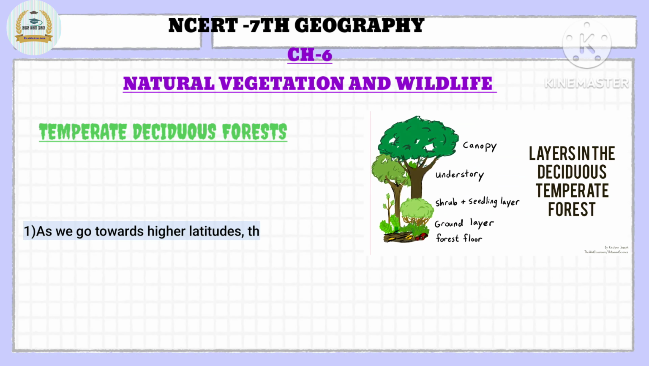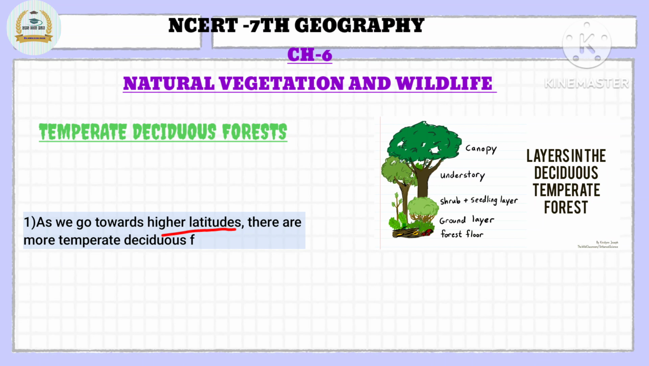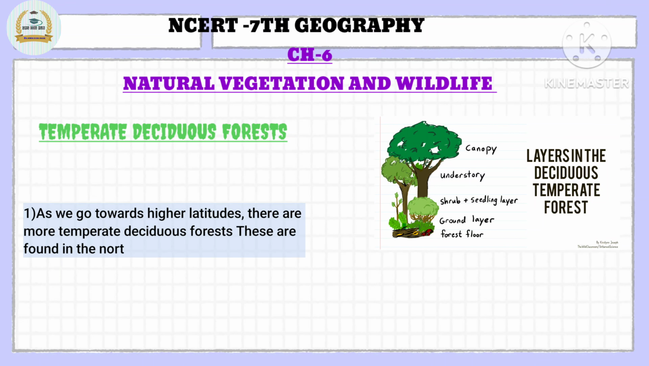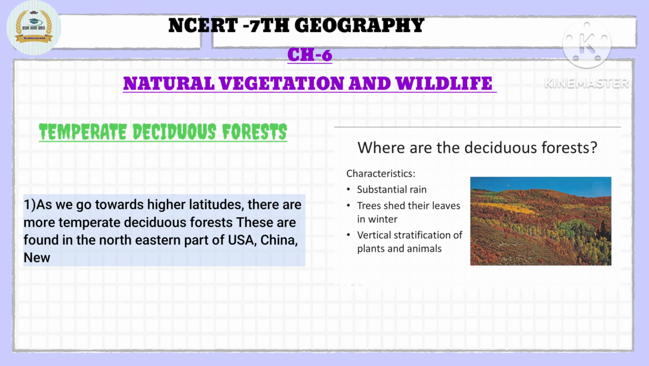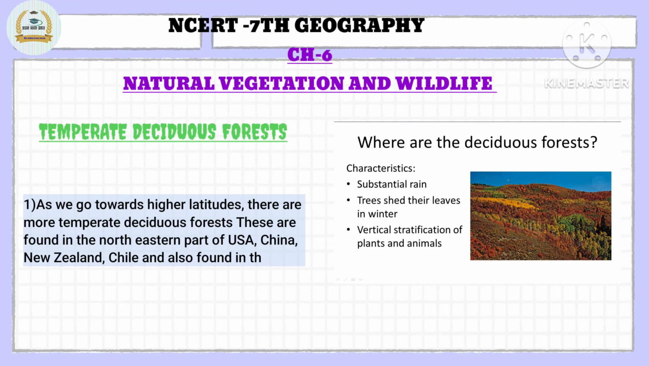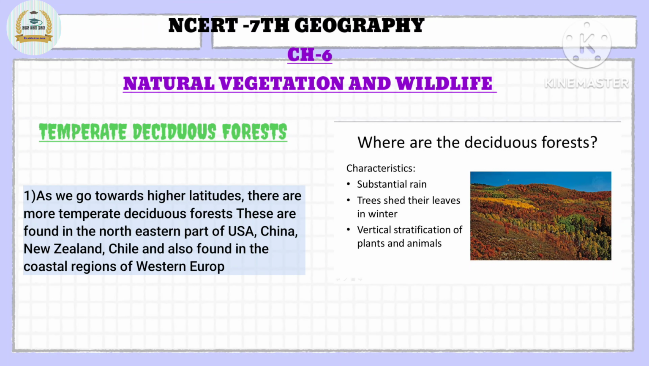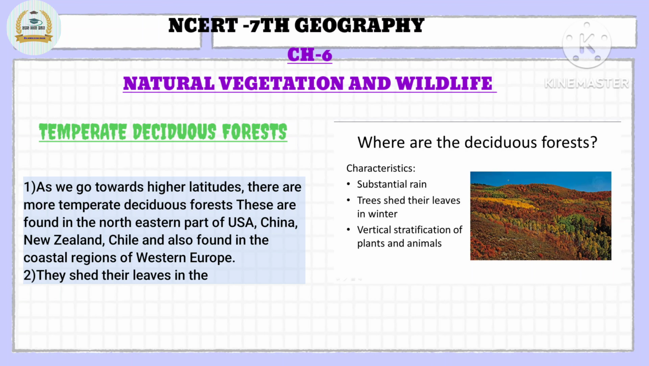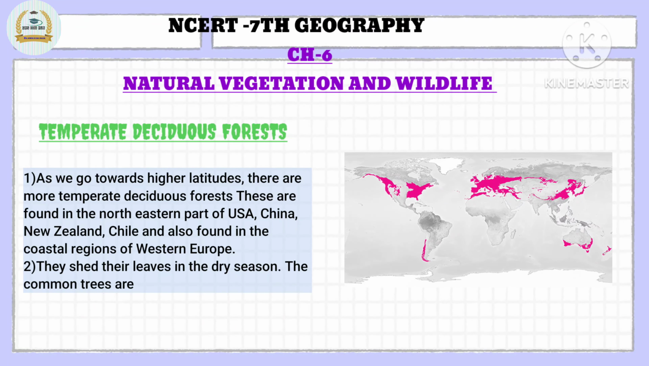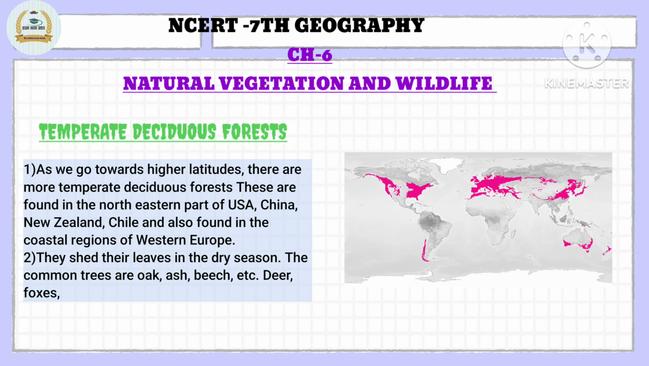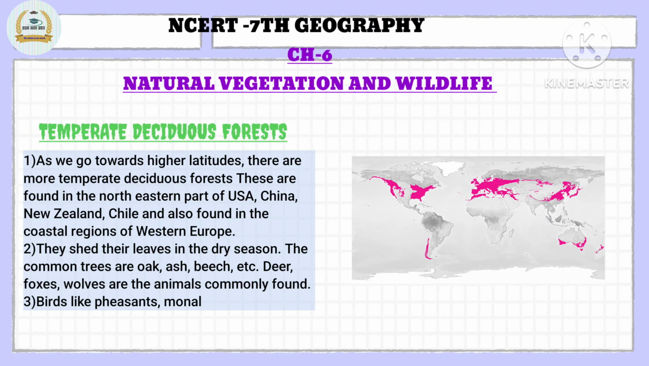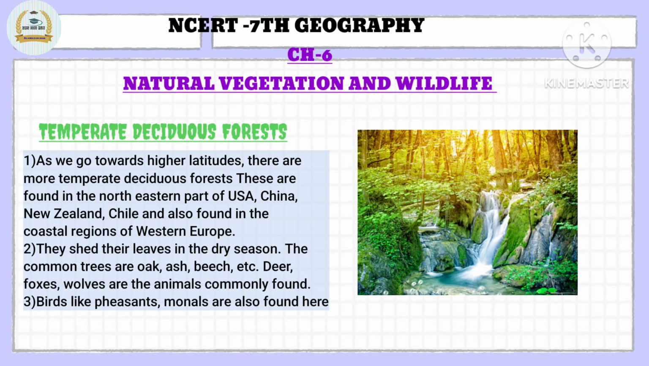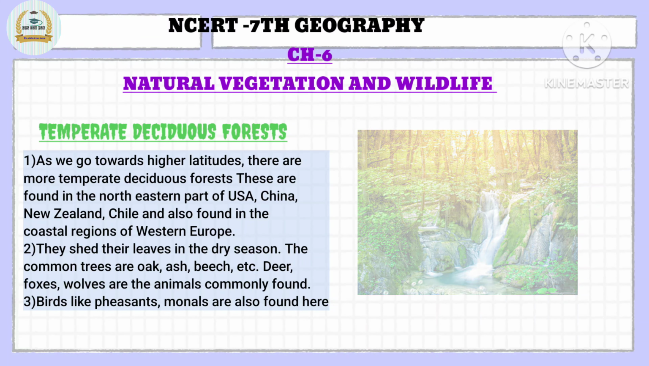Temperate deciduous forest. As we go towards the higher latitudes, there are more temperate deciduous forests. These are found in the northeastern part of the USA, China, New Zealand, Chile, and also in the coastal region of Western Europe. They shed their leaves in the dry season. The common trees are oak, ash, and beech. The bear, fox, and wolves are the animals commonly found there, and birds like pheasants and monals are also found here.